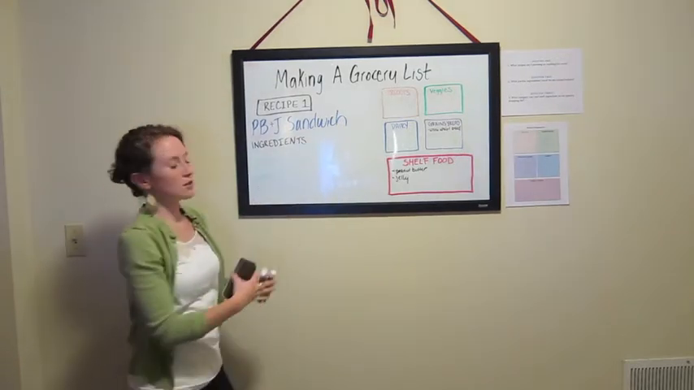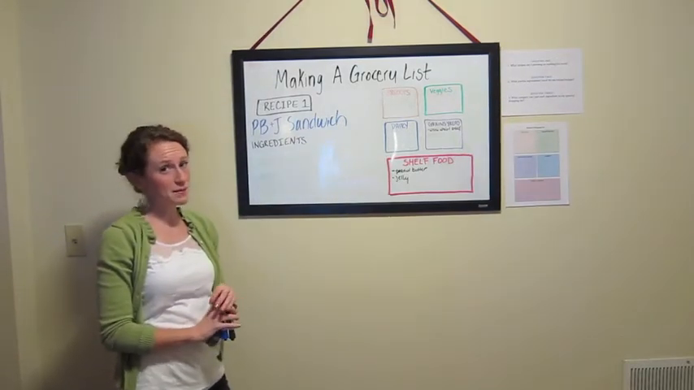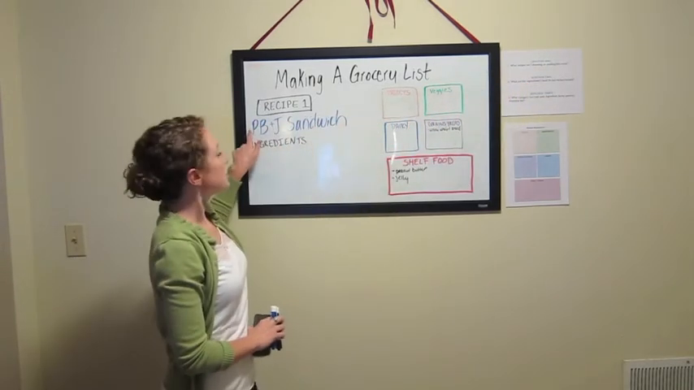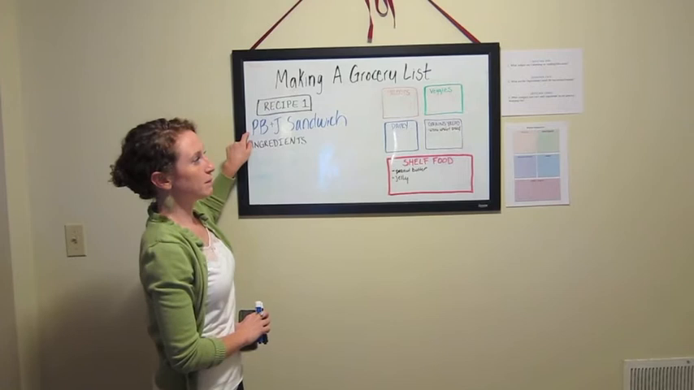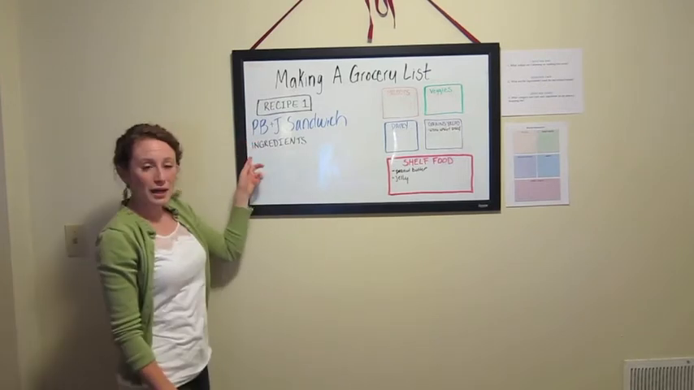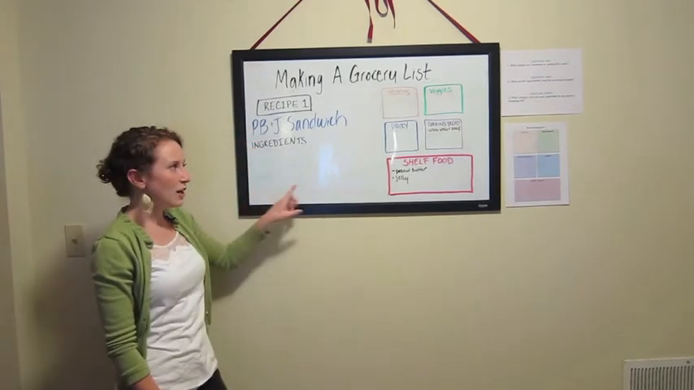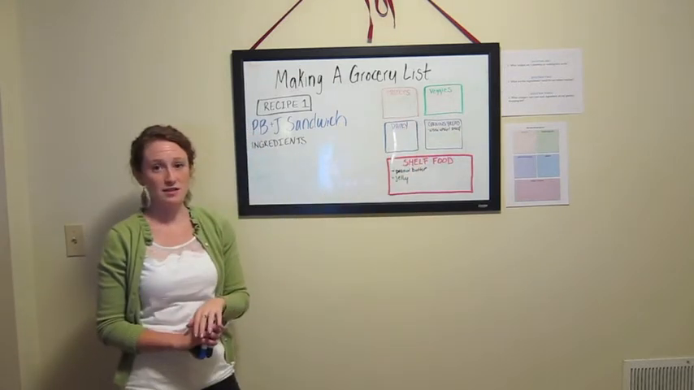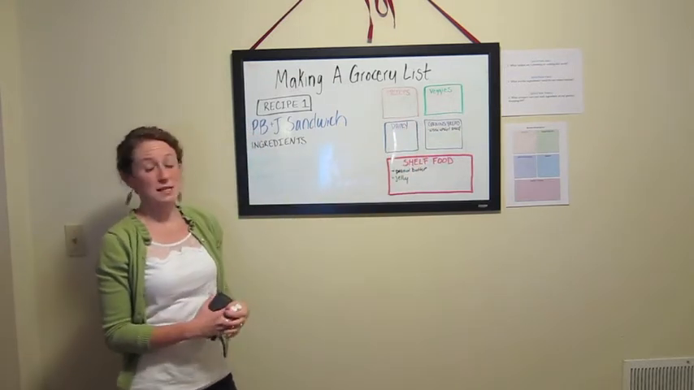So let me see, did I go through the 3 steps that I needed to go through? I knew I was making a peanut butter and jelly sandwich for the week. I knew what my ingredients were, and I categorized my 3 ingredients into one of the 5 sections of my grocery list. That was the first recipe.